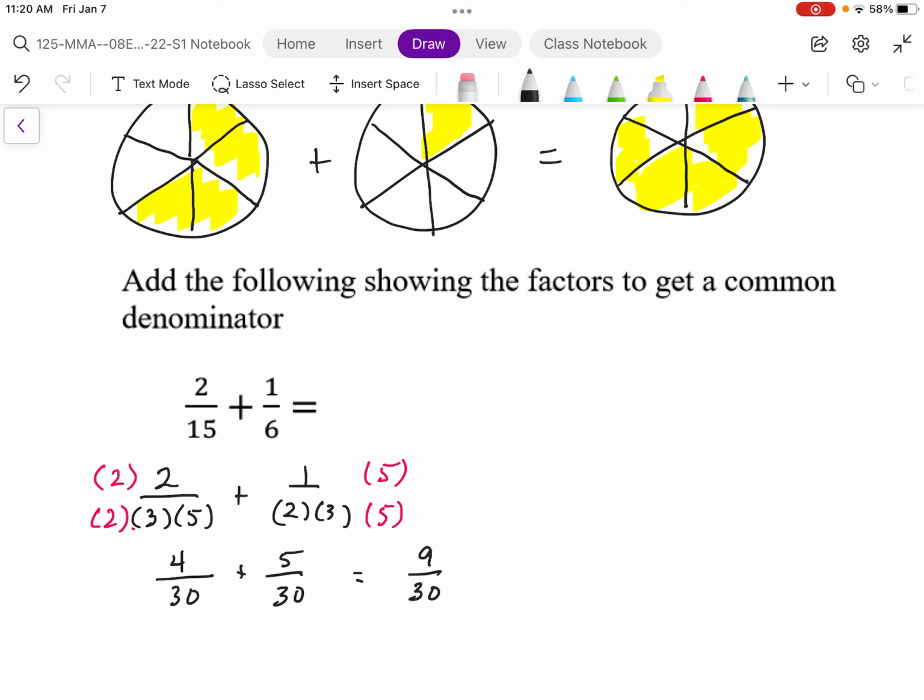And it is very useful, especially for more complicated denominators, to be able to list out the factors and match all the factors. So we're just checking to see if these factors match up with all these factors.